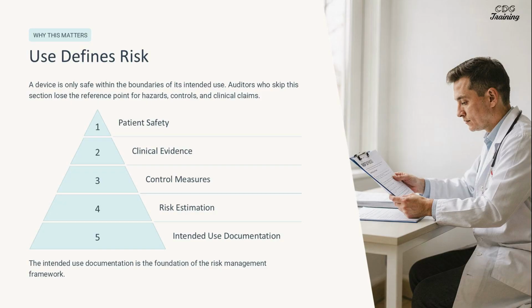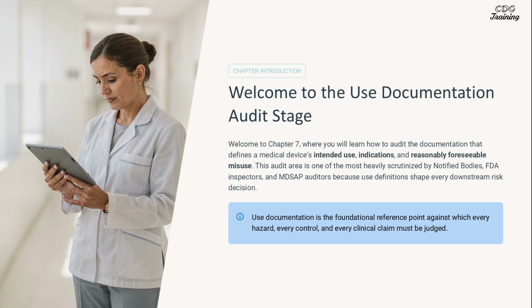In this chapter, we delve into the critical process of auditing intended use, indications, and foreseeable misuse documentation, ensuring devices are used as intended. Welcome to Chapter 7, where you'll explore how to audit the documentation that defines a medical device's intended use, indications, and foreseeable misuse. This stage is crucial as it shapes every downstream risk decision.